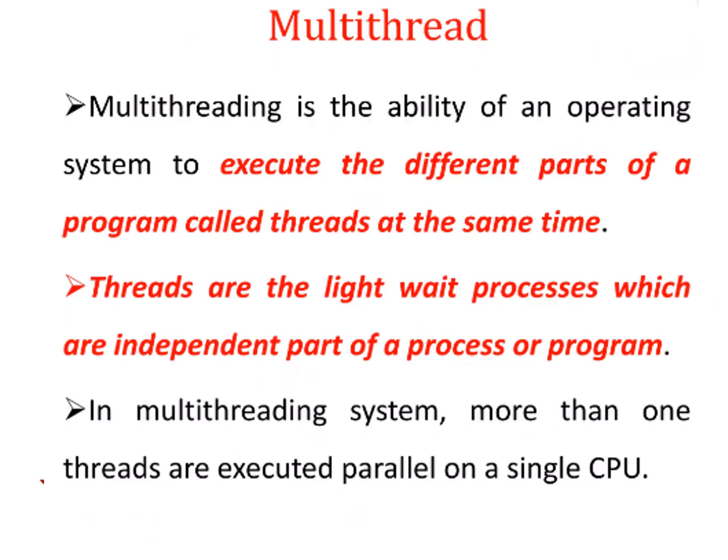What is multithreading? First, what is a thread? If two different processes use the same memory address space, then it is called a thread. Multithreading is the ability of an operating system to execute different parts of a program, called threads, at the same time. Threads are lightweight processes which are independent parts of a process or program. In a multithreading system, more than one thread is executed in parallel on a single CPU.